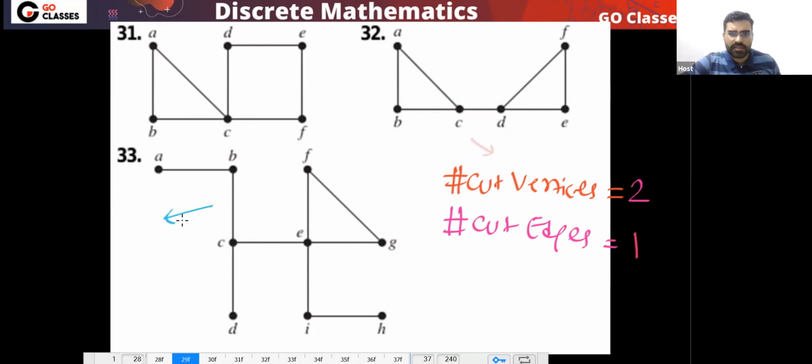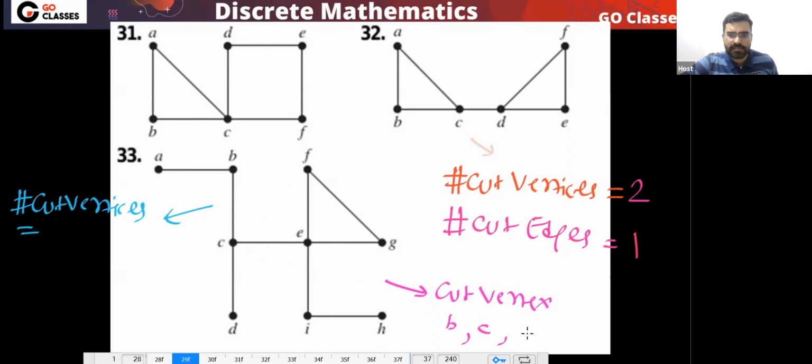What about this graph? In this graph, what is the number of cut vertices? This is not a cut vertex. Okay, this is a cut vertex. So B is a cut vertex in this graph. B is a cut vertex. C is a cut vertex. D is not a cut vertex. E is a cut vertex. G is not a cut vertex. F is not a cut vertex. I is a cut vertex. So number of cut vertices is 4. Yes or no? Number of cut vertices is 4. And what about number of cut edges?